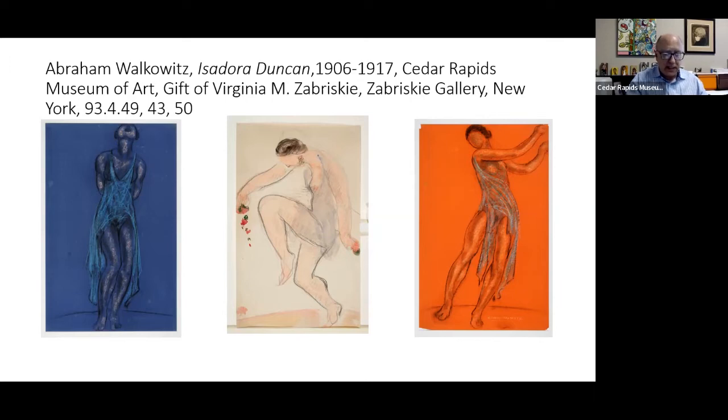Walkowicz's drawings are considered the most comprehensive record that captures her movements. Seen together, they really show the full range of her choreography. The museum owns 148 drawings of Isadora Duncan by Abraham Walkowicz. And this is just a small portion of the 5,000 that he created during his lifetime. So I just wanted to depart briefly to underscore the fact that Isadora Duncan was a force of nature in the dance world.